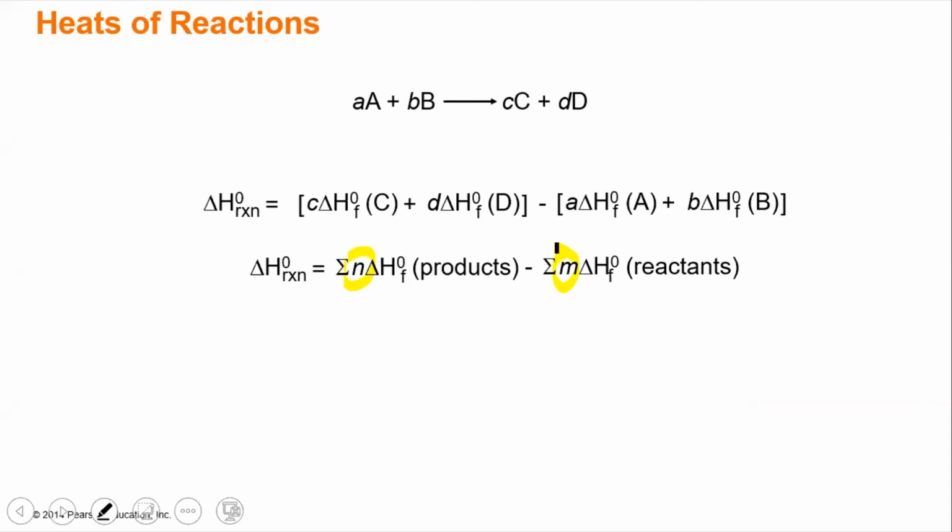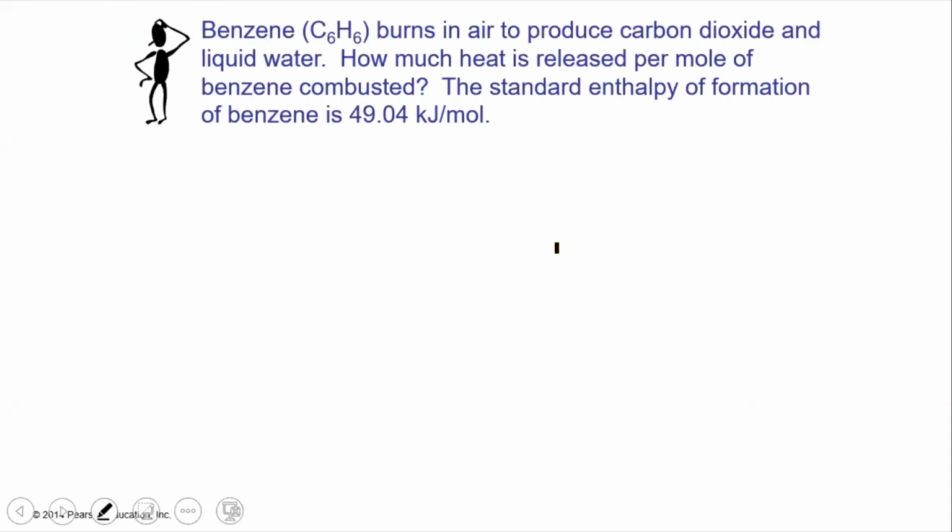So let's do a little practice problem here. Benzene burns in air, and they give you the formula there, to produce carbon dioxide and liquid water. We've seen this kind of reaction before. How much heat is released per mole of benzene combusted? The standard enthalpy of formation of benzene is 49.04 kilojoules per mole.